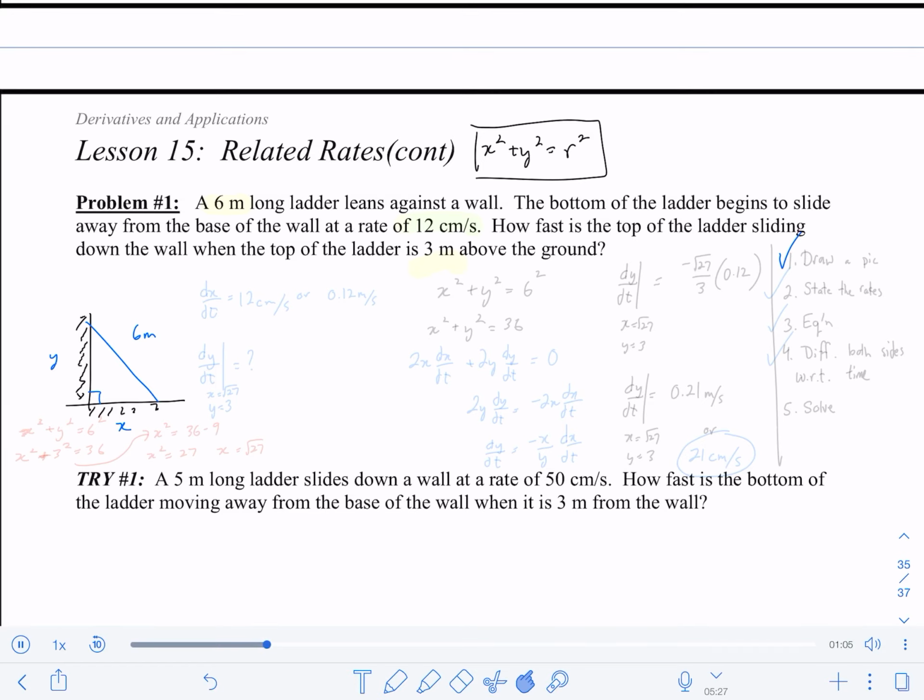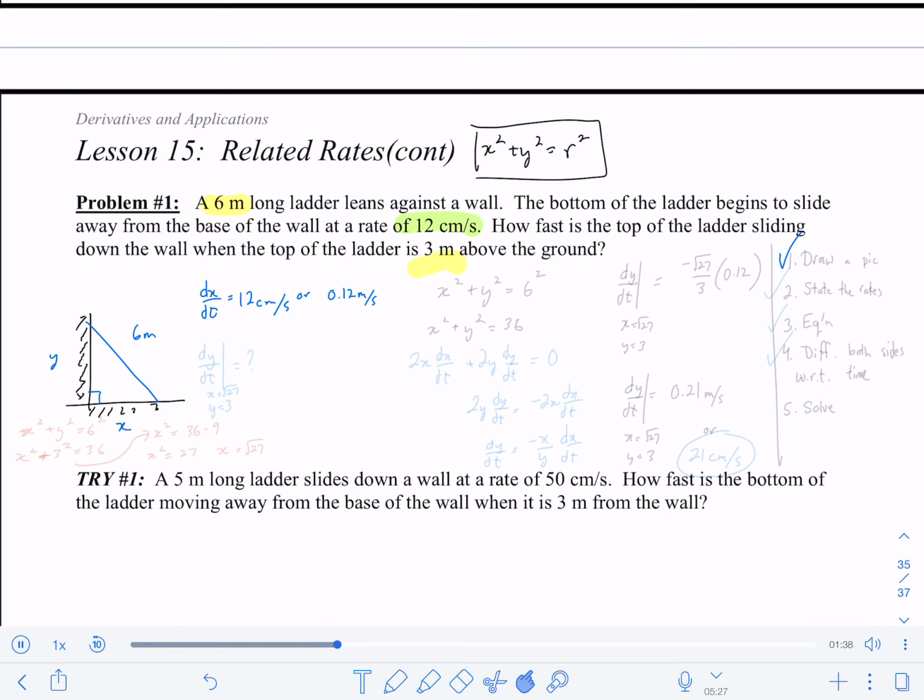And the second thing we need to do is state the rates. Now, we've been told that the ladder begins to slide away from the base of the wall at a rate of 12 centimeters per second. So I'm going to call that dx/dt is 12 centimeters per second. Or we could say 0.12 meters per second. The reason why this is critical is because we've got meters here, and so we want to make sure that this one here is also in the same units.